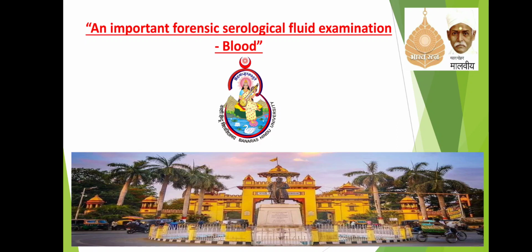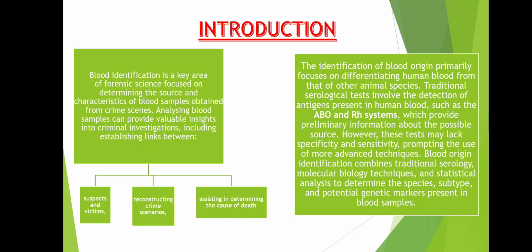An important forensic serological fluid examination, that is blood. Blood identification is a key area of forensic science focused on determining the source and characteristics of blood samples obtained from crime scenes. Analyzing blood samples can provide valuable insights into criminal investigations, including establishing a link between suspects and victims, reconstructing crime scenarios, assisting in determining the cause of death.